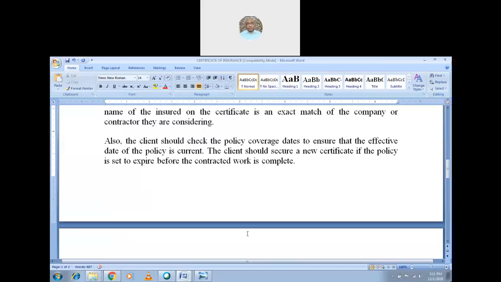Yes, also the client should check the policy coverage dates to ensure that the effective date of the policy is current. If the policy is expired, then naturally one cannot claim any compensation, and no liability would be there until it is renewed. The client should secure a new certificate if the policy is set to expire before the contract work is complete. So if there is an expiry period, one should make the insurance immediately from the next day, so that continuity would be there.